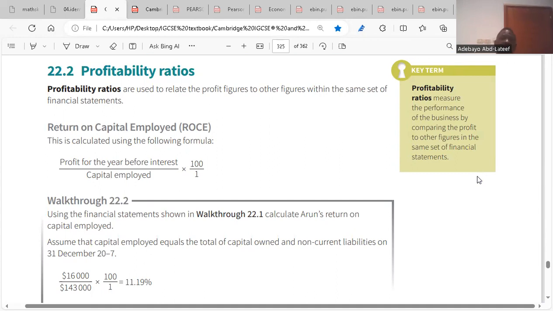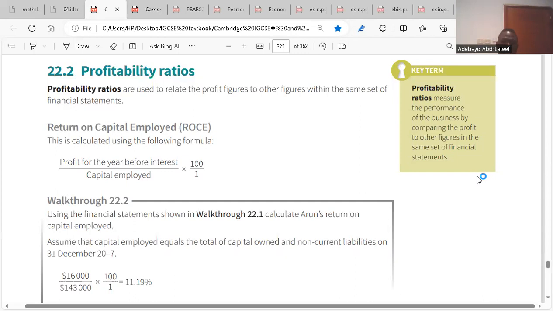So when we're talking about profitability ratio, we are talking about a measure of the performance of the business by comparing the profits made with the same set of financial statements. The profit is from your income statement. The profit you make, when you compare it with maybe the amount of capital employed, that is what they're talking about here. So let's see what they said about profitability ratios here. They said it is used to relate the profit figures to other figures within the same set of financial statements.